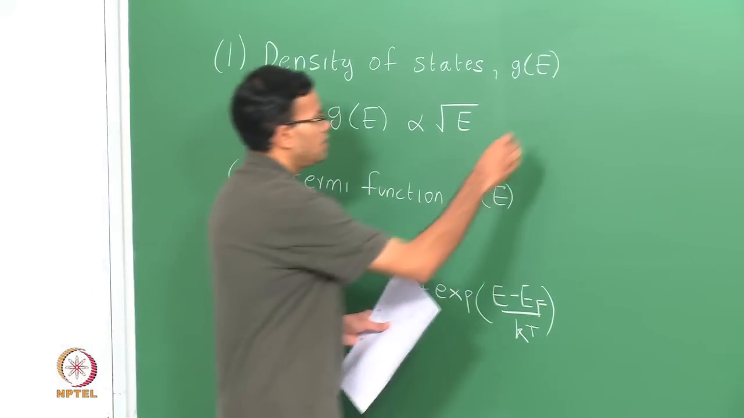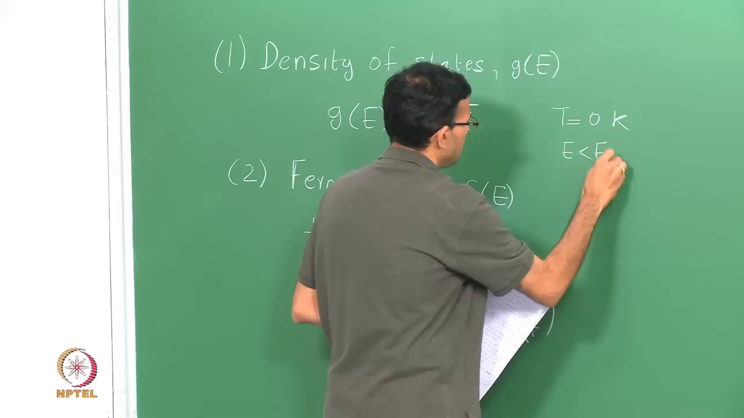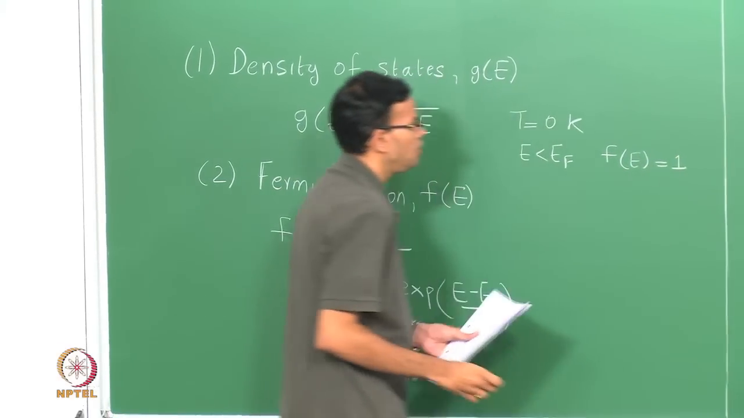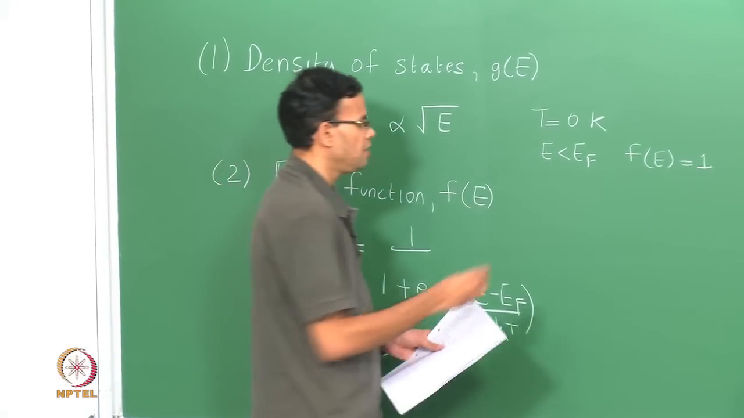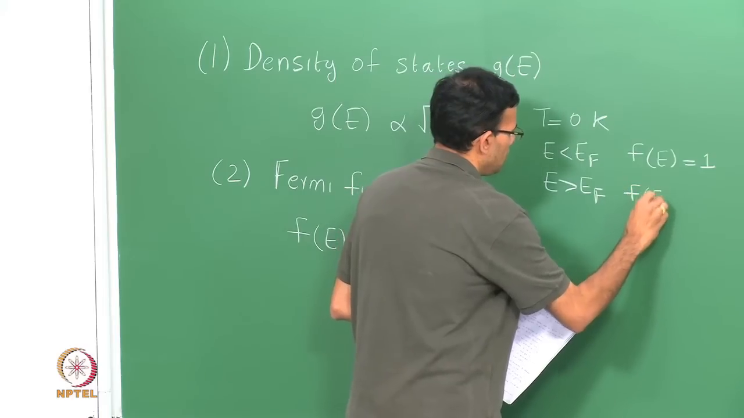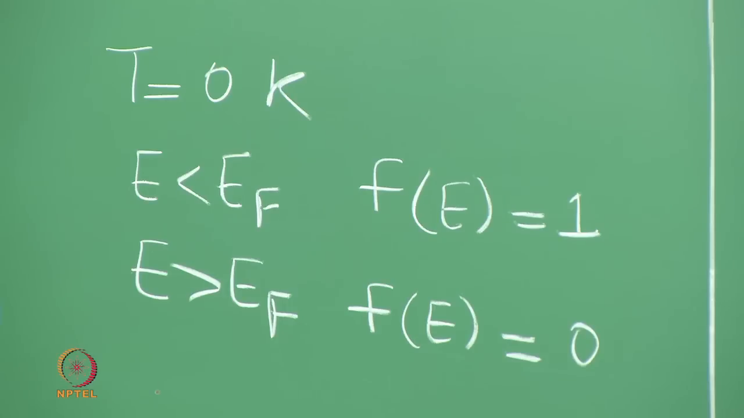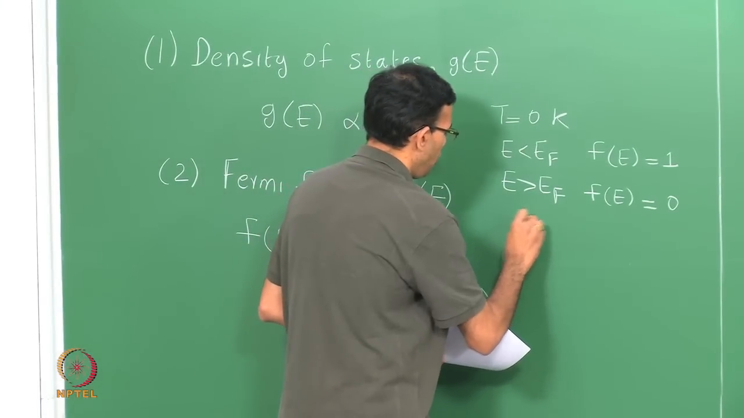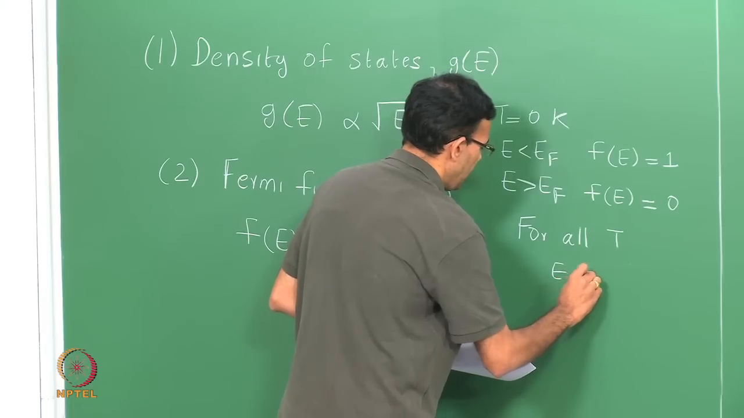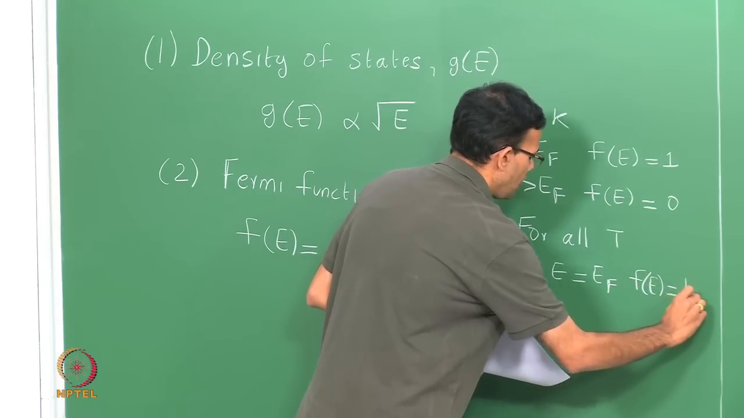We saw that at temperature equal to 0 Kelvin, if E is less than E F, F of E is 1, which means all the levels below the Fermi energy are occupied. At E greater than E F, F of E is 0, which means above the Fermi energy all the levels are unoccupied. And we saw that for all temperatures at energy E equal to E F, F of E is half.